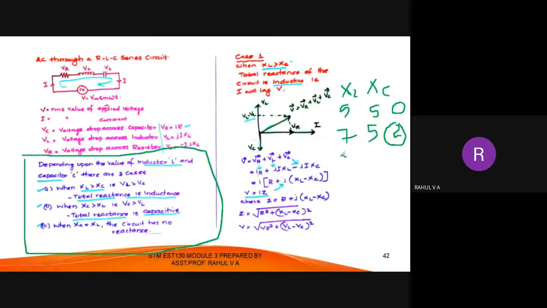Similar to that, if XL is 5 and XC is 7, the difference is also 2, but the nature of the circuit is capacitive in nature. The circuit will work like a capacitive circuit. So here I can say that when XL is greater than XC, the total reactance is inductive.